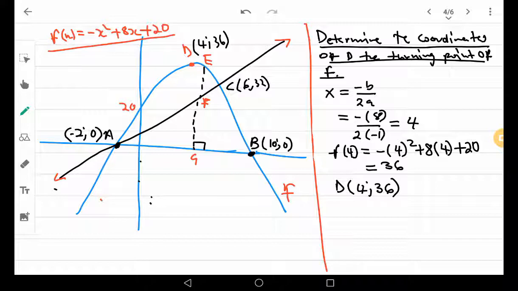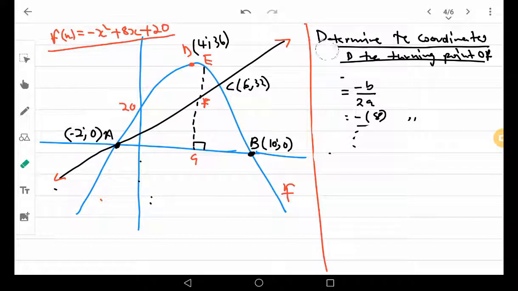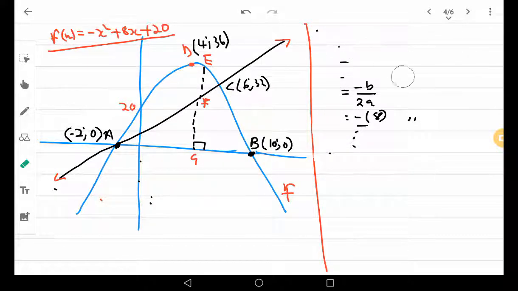4 and 36. Straight B. And now, when we're discussing the next important aspect, we say now calculate the equation of AC. Determine the equation of AC. This one was too easy.